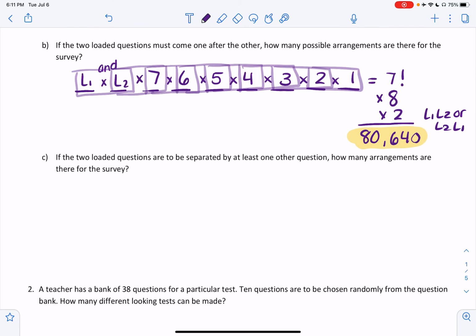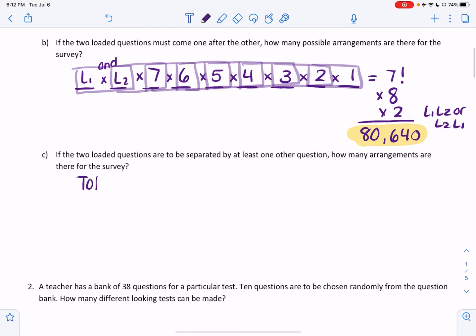Now for C, if our 2 loaded questions are to be separated by at least one other question, how many arrangements are there for the survey? So in other words, how many ways can we have our survey so that the loaded questions are not together? Now there's lots of ways we could have them not together. They could be separated by 1 question, 2 questions, 3 questions, 4 questions, way too many to count. So it's a little bit easier for us to take our total ways and then subtract the ones we don't want.